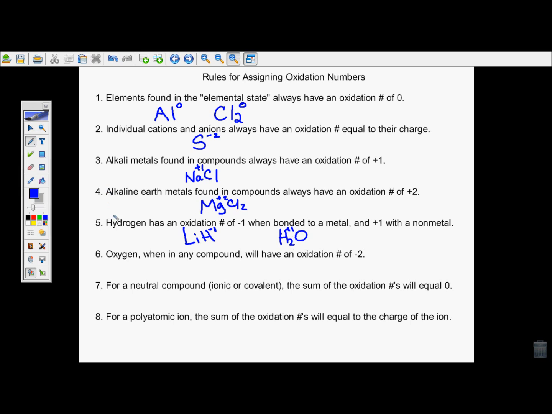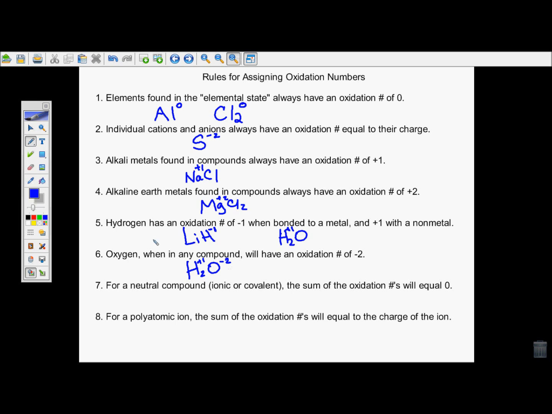Okay. Rule number 6 talks about oxygen. Oxygen, when in any compound with any other element, will always have an oxidation number of -2, just like its charge is always -2. So in water, we know that hydrogen is +1, and we know that oxygen is -2.